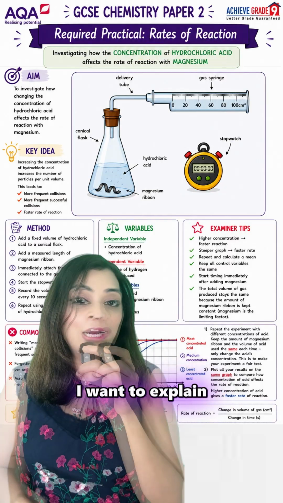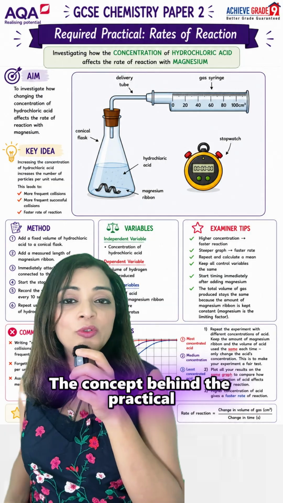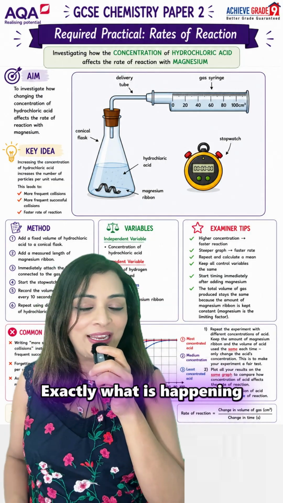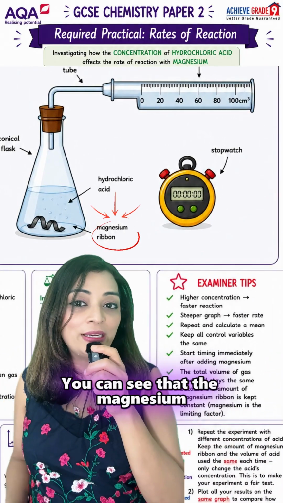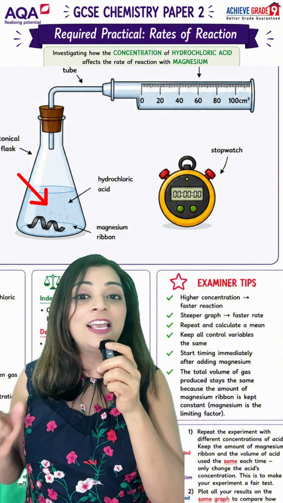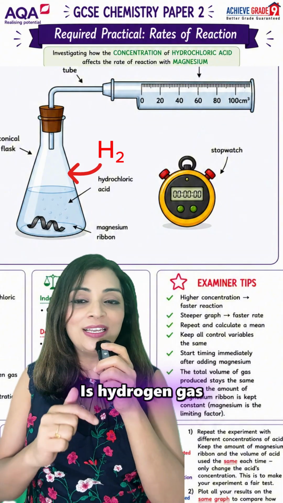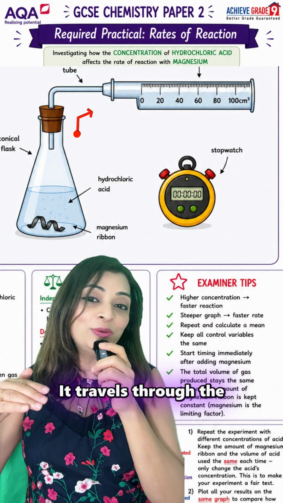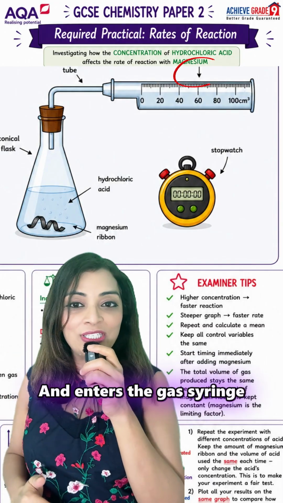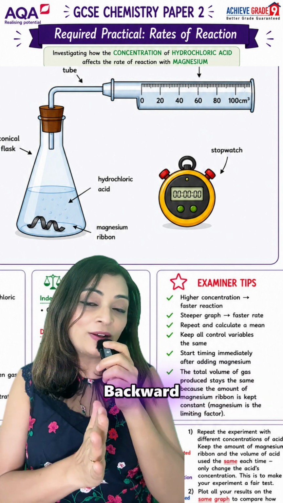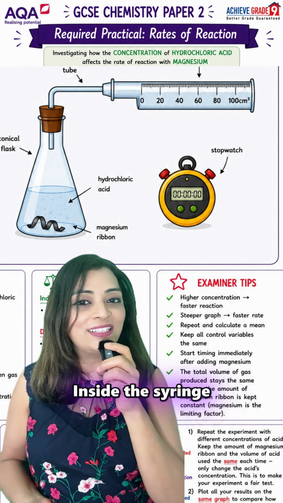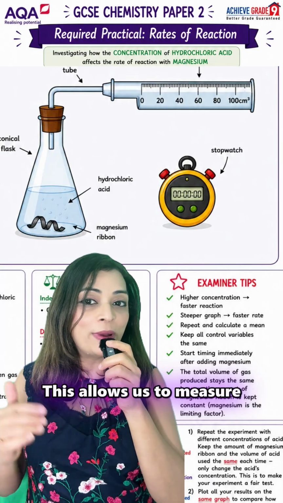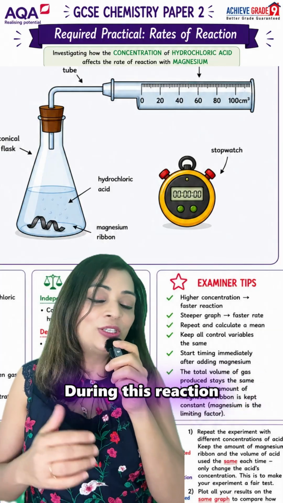Before we look at this method, I want to explain the concept behind the practical so that you understand exactly what is happening. If you look at the diagram, you can see that the magnesium is reacting with hydrochloric acid. The gas produced in this reaction is hydrogen gas. As the hydrogen gas is produced, it travels through the delivery tube and enters the gas syringe. The gas pushes the plunger backward, creating more space inside the syringe. This allows us to measure the volume of hydrogen gas during this reaction.